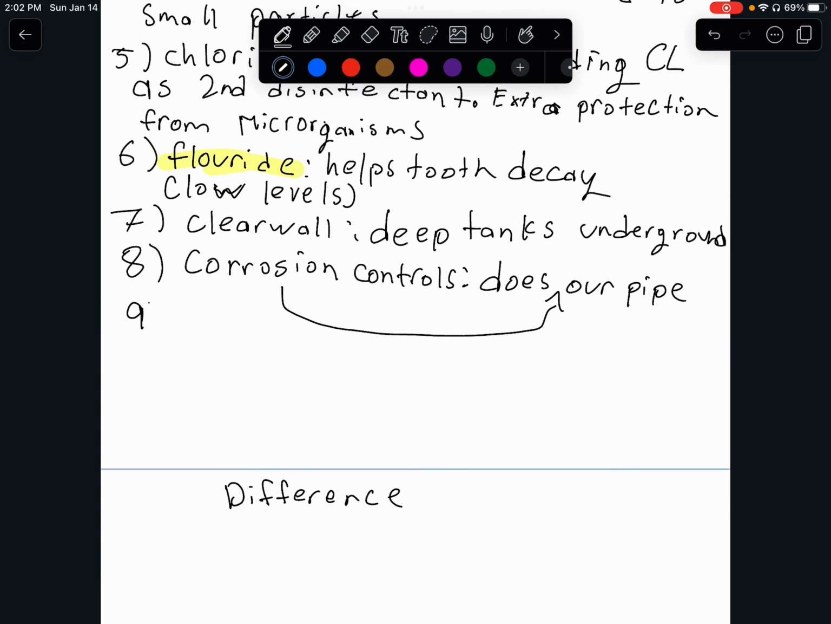Right? Nine is our last step in the system before we go into it. And we have chloramine protection.